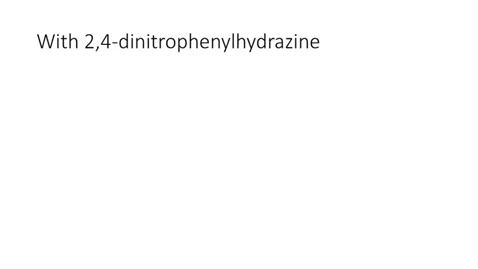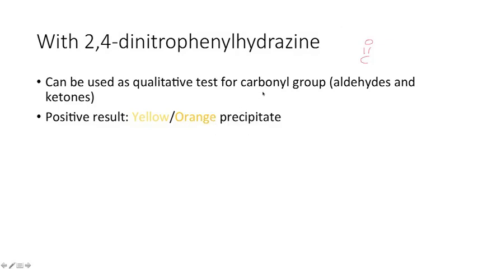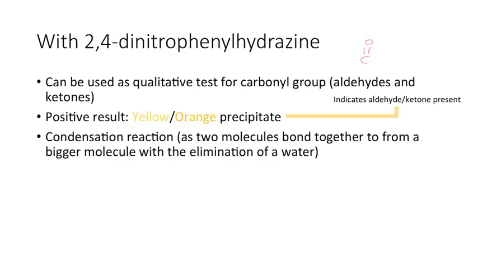So with 2,4-dinitrophenylhydrazine, or 2,4-DNPH, it can be used as a qualitative test for carbonyl groups, so aldehydes and ketones, because it's only testing for this group. You'll see a yellow or orange precipitate being formed if it's a positive result, and that indicates an aldehyde or ketone is present. It's a condensation reaction as two molecules bond together to form a bigger molecule with the elimination of a water.